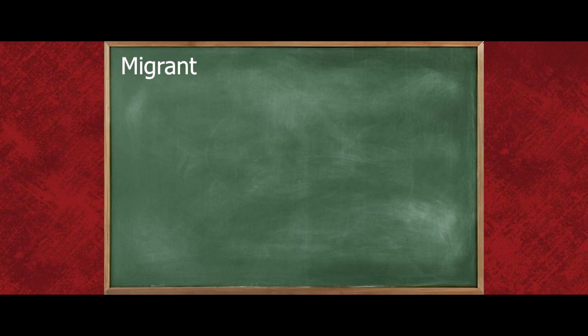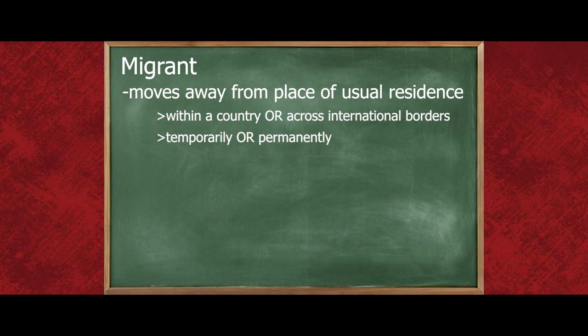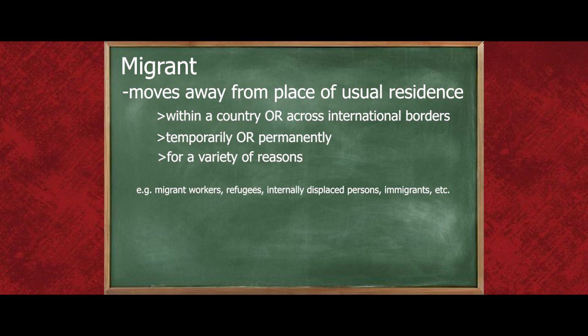Generally, a migrant is understood as a person who moves away from his or her place of usual residence, whether within a country or across an international border, temporarily or permanently, and for a variety of reasons. Under this umbrella term, we can include migrant workers, refugees, internally displaced persons, immigrants, and many others.